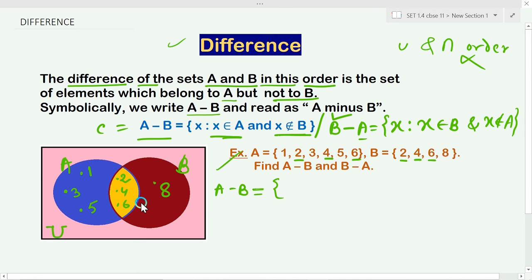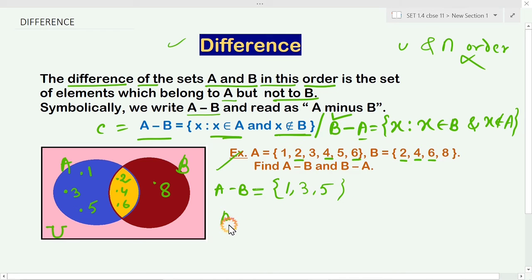Okay. So A minus B contains those elements of A which are not common with B. That is, A minus B contains the elements only in A. A minus B contains those elements who are only in A, that is in the blue region. So A minus B equals 1, 3, 5.